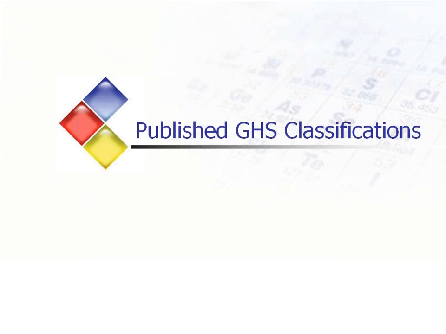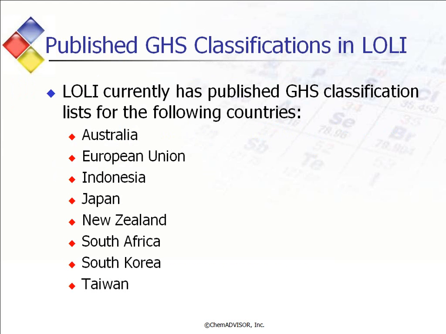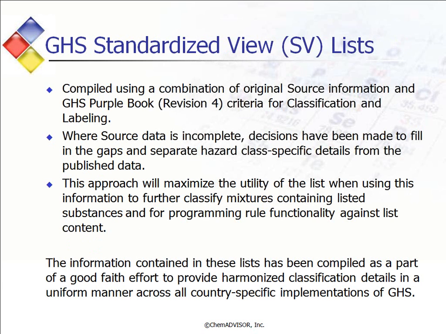Published GHS classifications are also available in LOLI, and we currently have GHS classification lists for Australia, the European Union, Indonesia, Japan, New Zealand, South Africa, South Korea, and Taiwan. There are also GHS style classifications available from, for example, the EFFA and WHO, and those lists are also available in LOLI. I mentioned that I was going to come back and talk a little bit more about the standardized view concept.